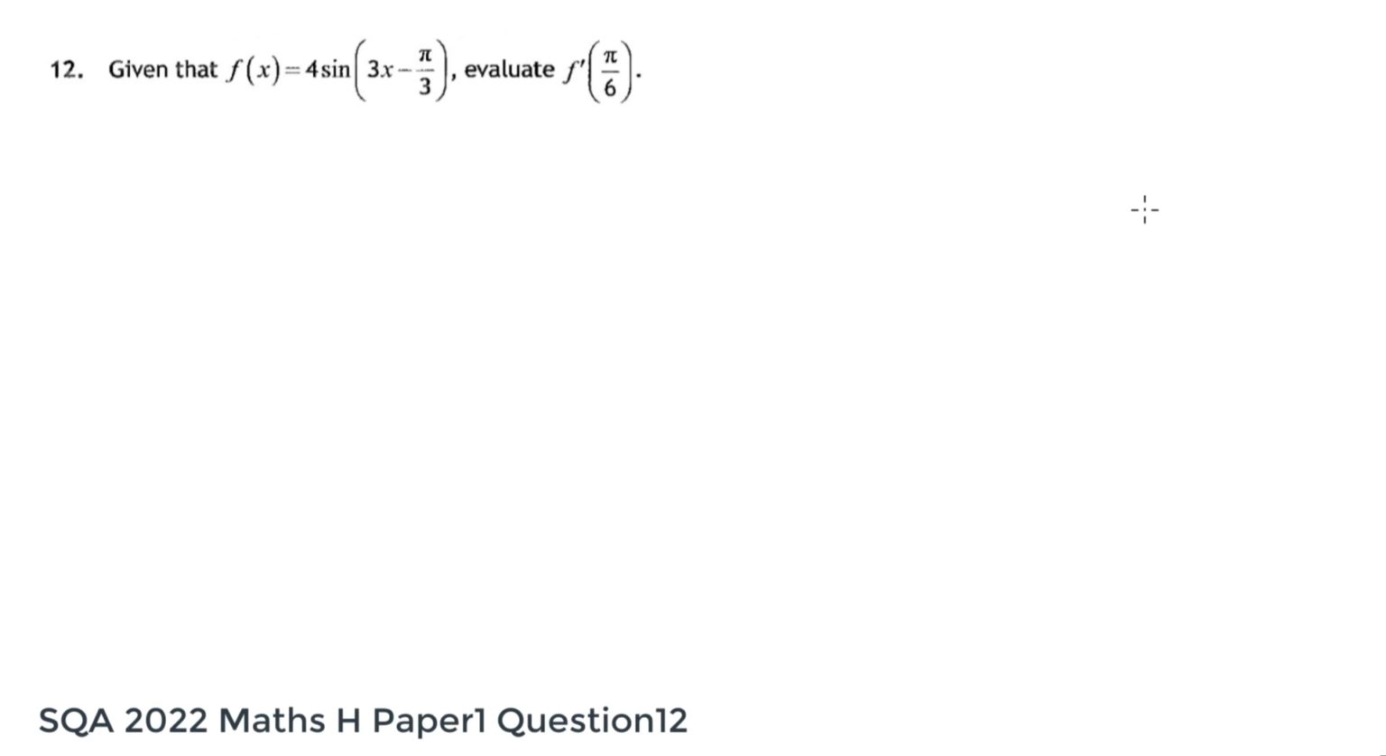So here's question 12. It's a differentiation question. f dashed is to be found. We have to differentiate this function f of x to get f dashed, and then we have to plug in a value for x to evaluate it eventually. So our first task then is to differentiate the function f that we're given, and it's 4 times the sine of an angle.